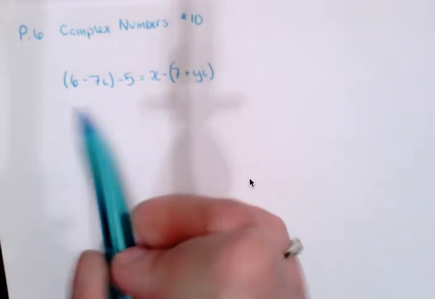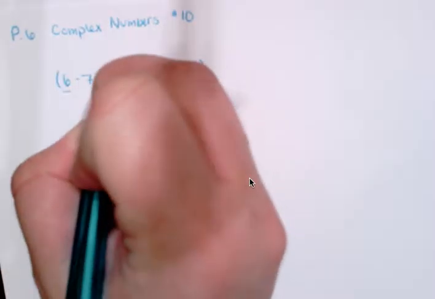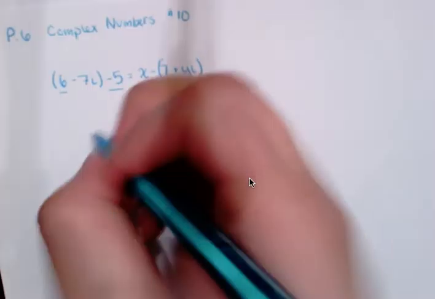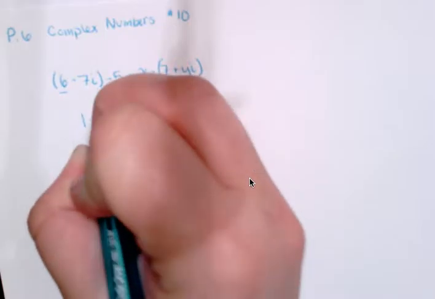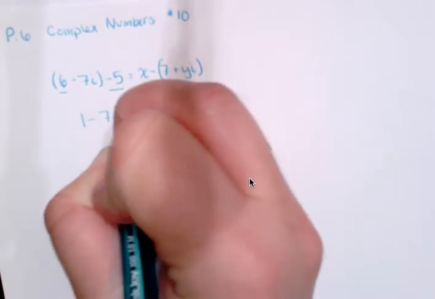Well, there's nothing really keeping them there. So then I'm just going to combine like terms. So I have 6 minus 5. So that's going to be 1. Then I still have minus 7i. So that's the right side.